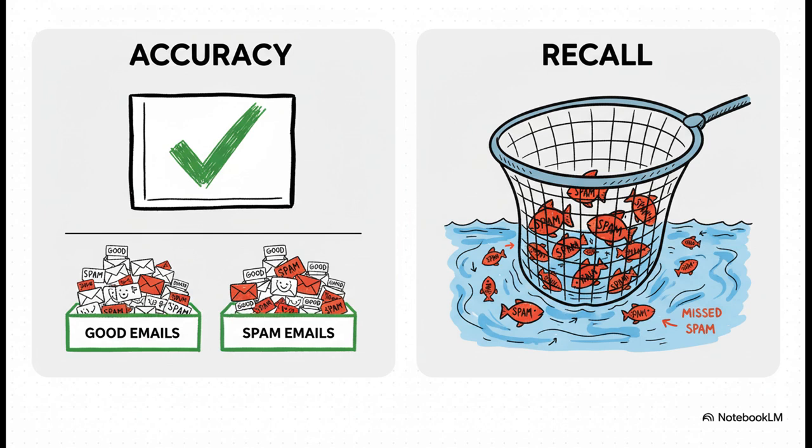Now, using those 4 boxes, we can measure performance in different ways. The one everyone thinks of first is accuracy. It just asks, overall, what percentage of emails did we get right? Simple enough. But then there's something else, something really important, called recall. Recall asks a totally different question. It says, of all the spam that actually existed, what percentage of it did we manage to catch? It's all about how thorough we are.